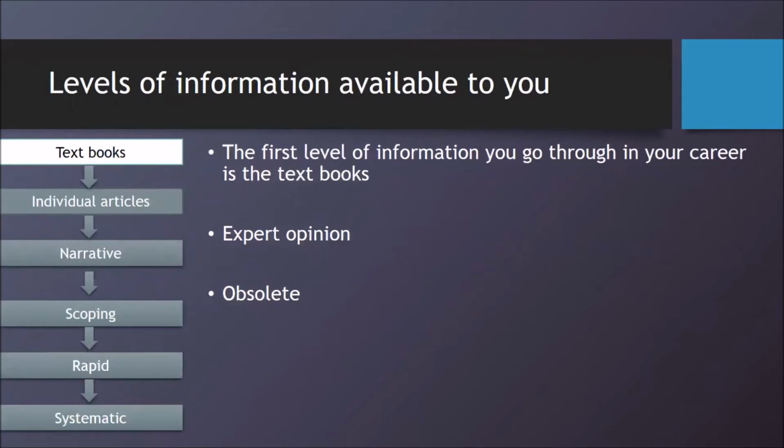Now, literature review can be discussed under these side headings, the gray boxes and the yellow boxes. The box which is highlighted is what we are going to discuss right now. I will discuss the levels of information available to you. Textbooks are the first level of information you go through in your career. Textbooks are partially based on evidence and partially based on what the author thinks, combined with their experience and self-reflection. So this can be an expert opinion.